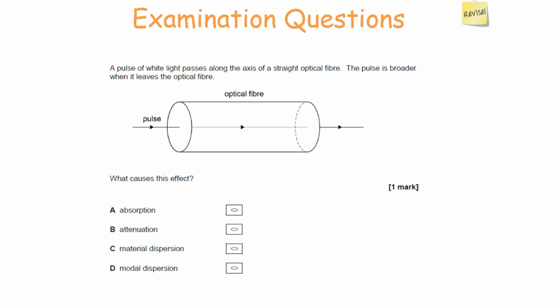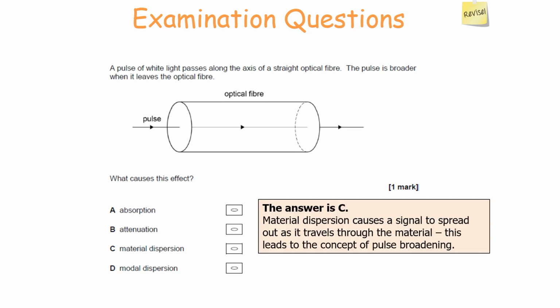Right, so you've got to understand what absorption, attenuation, material dispersion and modal dispersion are. Now straight away, absorption and attenuation won't be the correct answer because we're considering the idea of the pulse broadening, which means that the wave is spreading out, the signal is spreading out. Now the answer is C, because material dispersion causes the signal to spread out as it travels through a material, which then leads to the concept of pulse broadening.